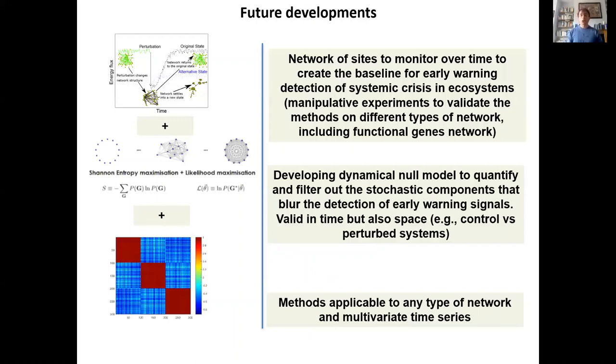So just to conclude, I would say that especially the technique of reconstruction of ensembles of networks is very promising because it's giving us very practical tools to monitor variation in the network, even when we don't have complete information on the networks. And these methods are very broadly applicable to any type of networks and multivariate time series. So if you have social networks or networks of any other nature, these methods are there to be applied. Okay, so I'll leave it there.